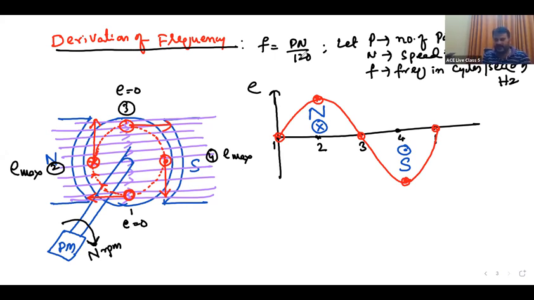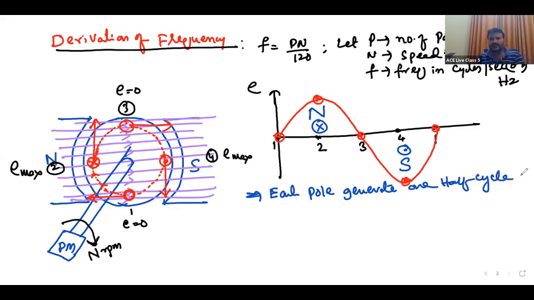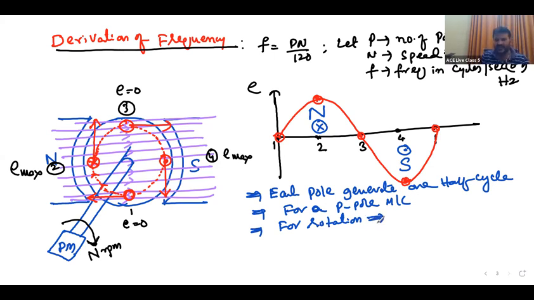So simply, each pole generates one half cycle. In the general case, each pole generates one half cycle: the north pole generates positive, the south pole generates a negative half cycle. For a P pole machine, where P is the number of poles, for one rotation, how many half cycles will it generate?